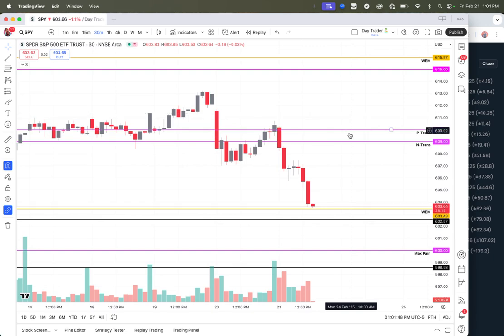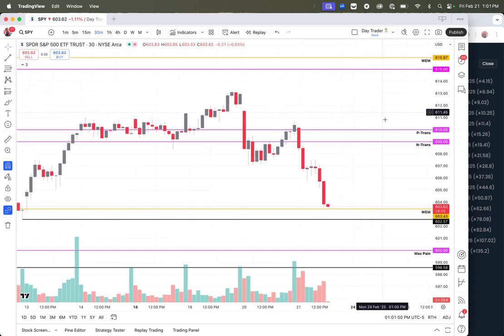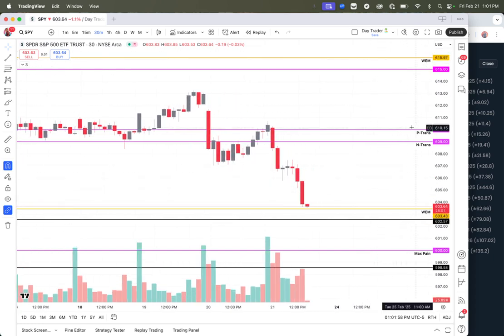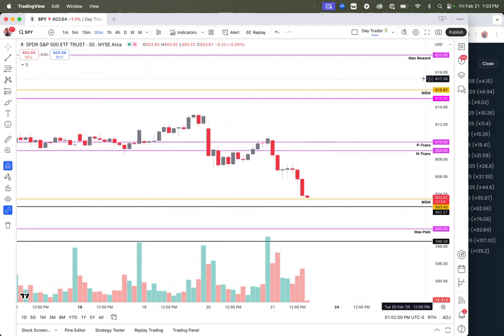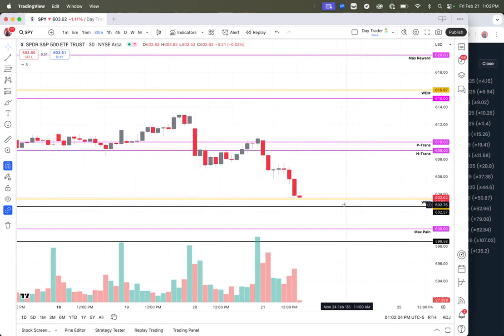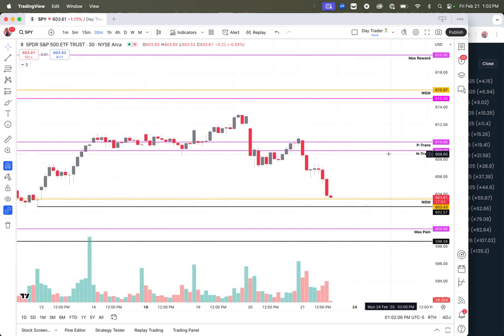It's very, very possible. But this is about a 68% chance that price will be somewhere around these ranges. All right, so the next thing is, again, I mark up my areas of interest, my max reward, my P trans, my N trans level. And then how do I get a directional bias?